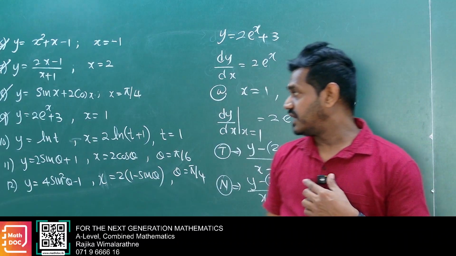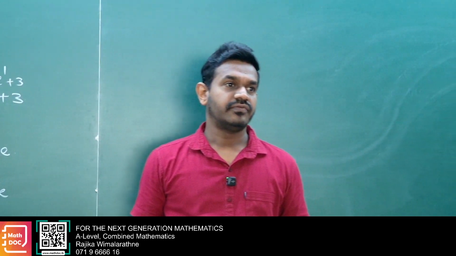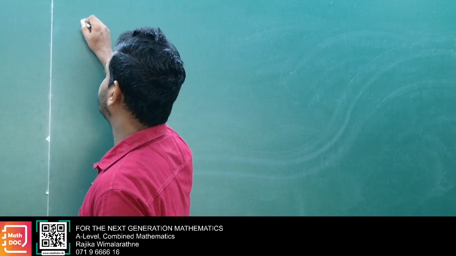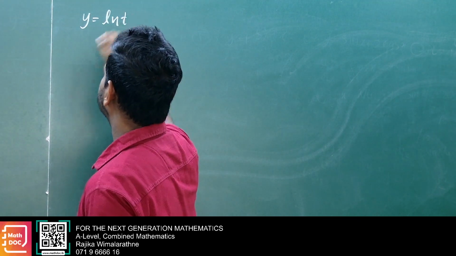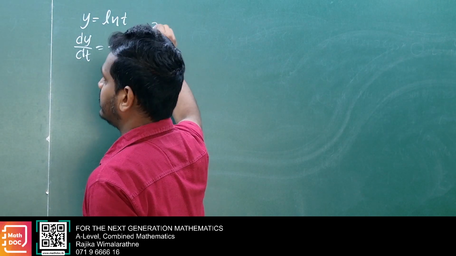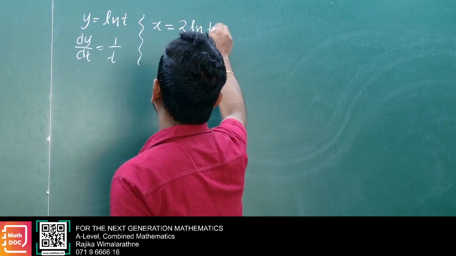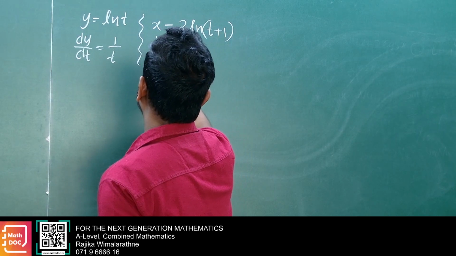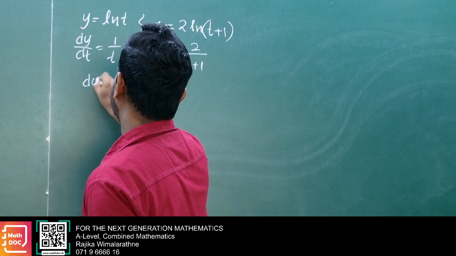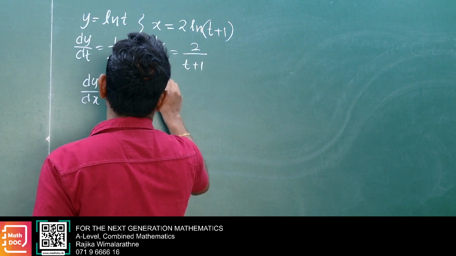Okay. Then question number 10, parametric type function. Follow the same technique. y equals ln t. Then dy by dt is 1 over t. x equals 2 ln t plus 1, dx divided by dt is 2 over t plus 1. Then dy by dx, chain rule: dy by dt times dt by dx.